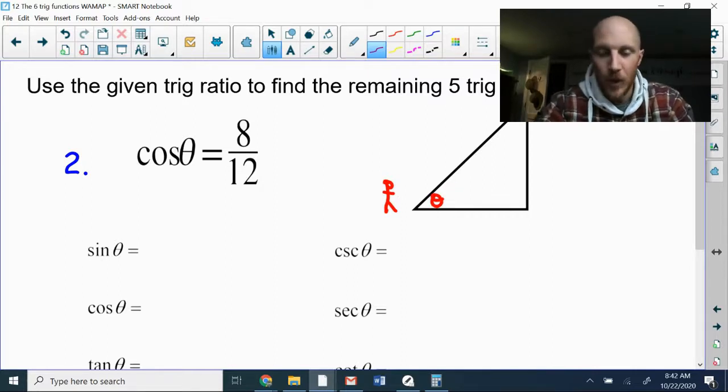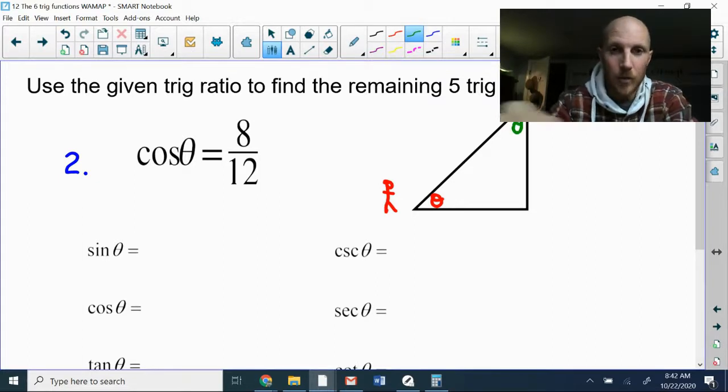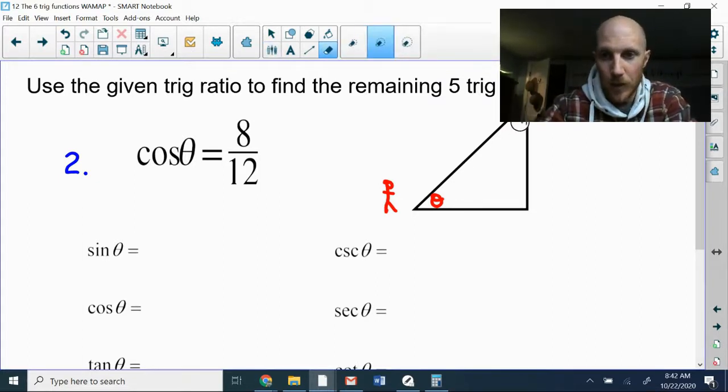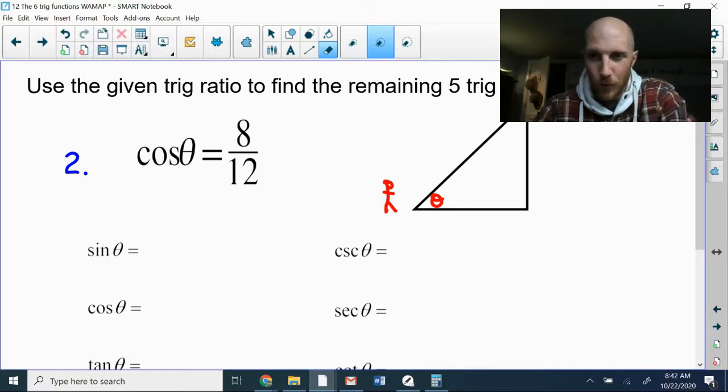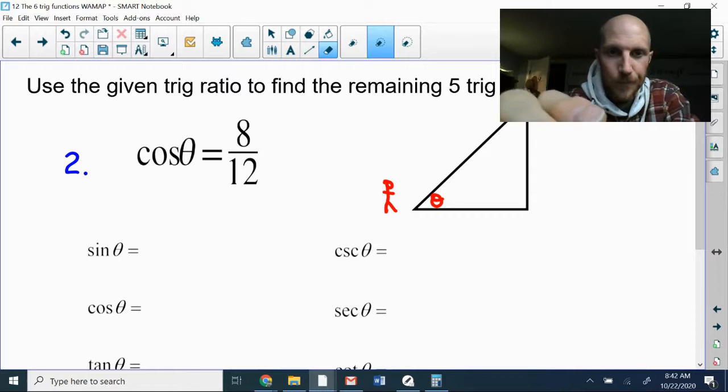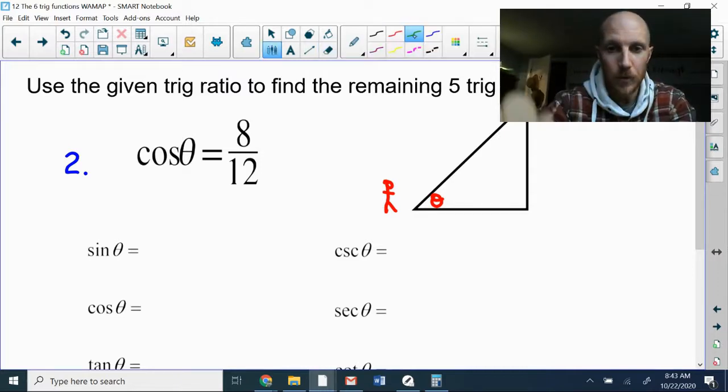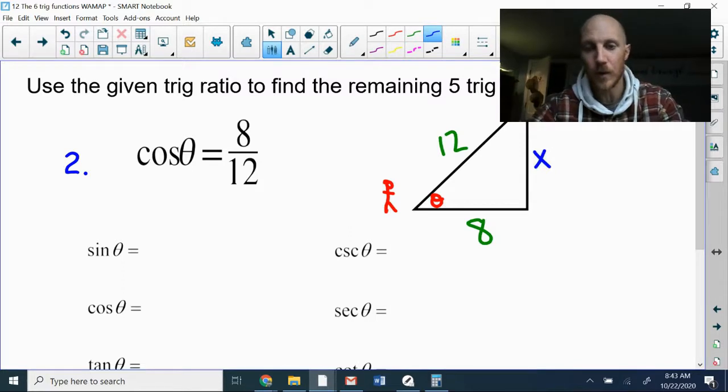I could use the angle I just labeled, or if I wanted, I could have labeled up here. It's going to change my drawing, but there's no reason why you can't put theta in the upper corner. I just don't have as much room to draw a graph walker up there because there's words in the way. Okay, so cosine, that's adjacent over hypotenuse. So the adjacent is going to be 8, hypotenuse is 12. I need to find this missing side over here.